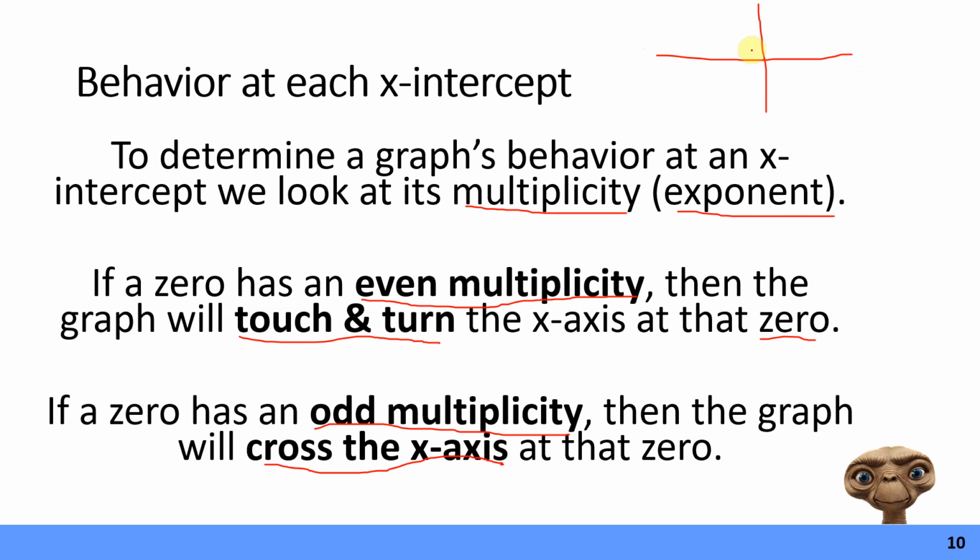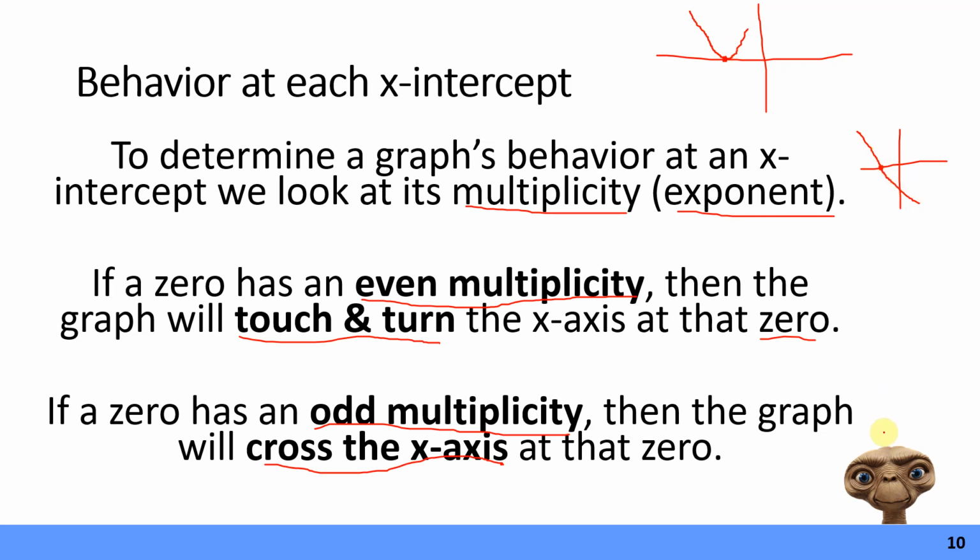So, if an x-intercept is right here, and the function has an even multiplicity, it's going to touch and turn. It means that the graph is going to touch the x-intercept, but it's going to turn back. This is what I mean by touch and turn. Now, by crossing, I mean that we have something like this. If we have the same x-intercept but it has an odd multiplicity, that means that the graph is going to get to the x-intercept, but it's going to cross it. So that's the difference. This one is touch and turn, and this one is cross.